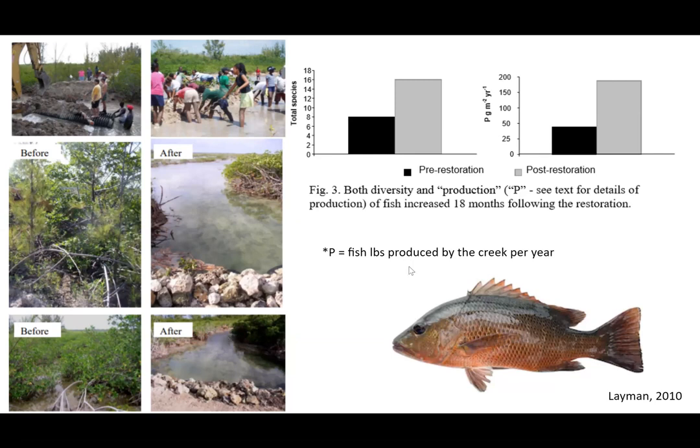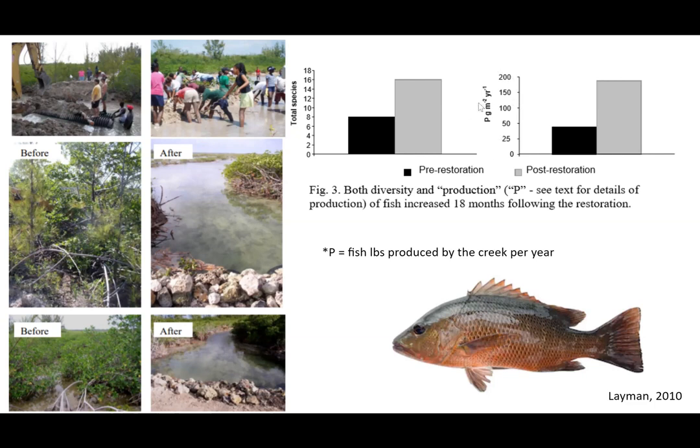So what did this do? And actually it's pretty cool. We can look at two metrics, so species richness, or total number of species. You can see pre-restoration, there were about 8 species. Post-restoration, there were close to 16 species. So we had about a doubling of species or biodiversity in this area, just by getting rid of the patchiness of the habitat, right? Improving connectivity between habitats, getting rid of that fragmentation.